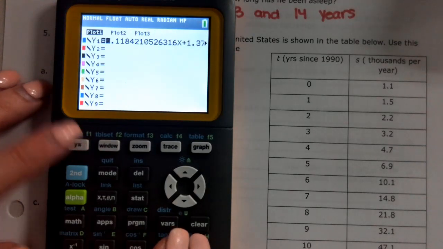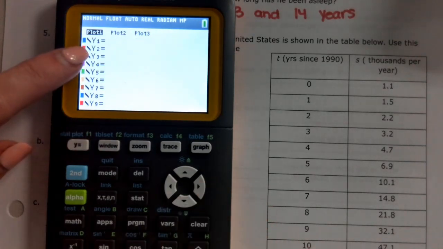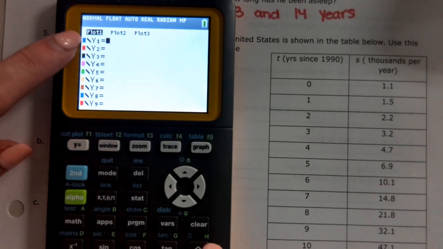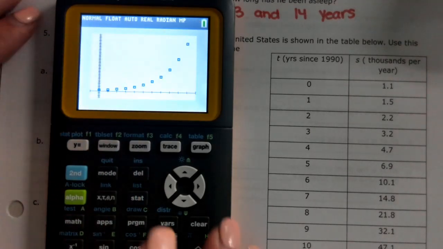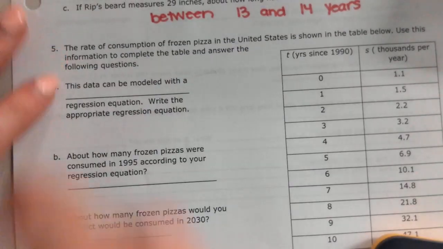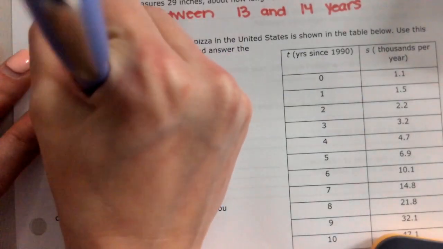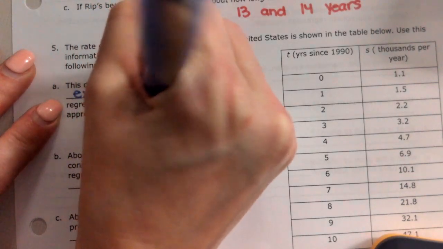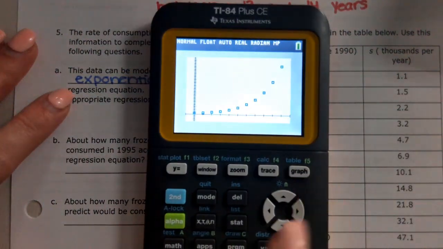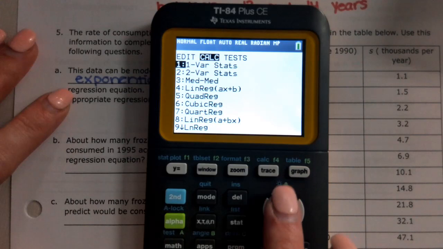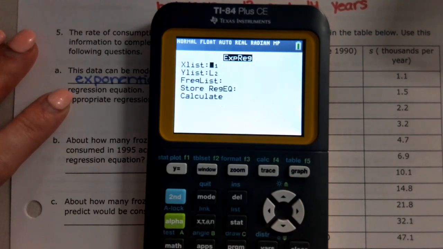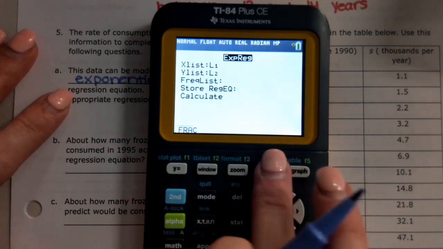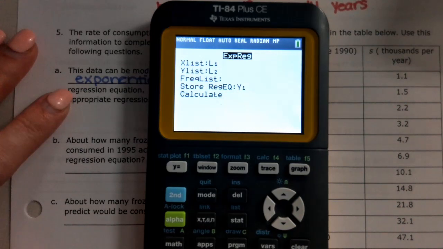Alright, we're going to look at the graph first. So if you check by going to Y equals, the plot 1 is still highlighted. So we click zoom and 9. Looking at that, that's very clearly exponential. So for exponential, we click Stat, go to the right, and 0, exponential regression. We're going to go ahead and store it. Click Alpha, Trace, and we're going to store it in Y1.